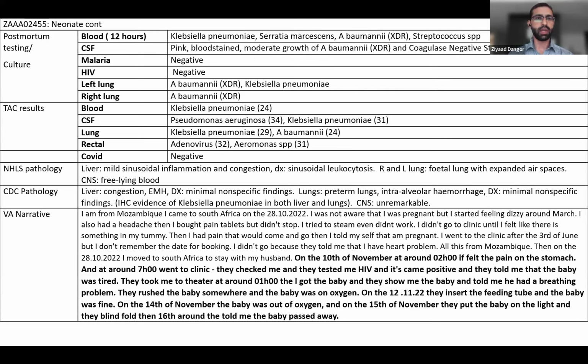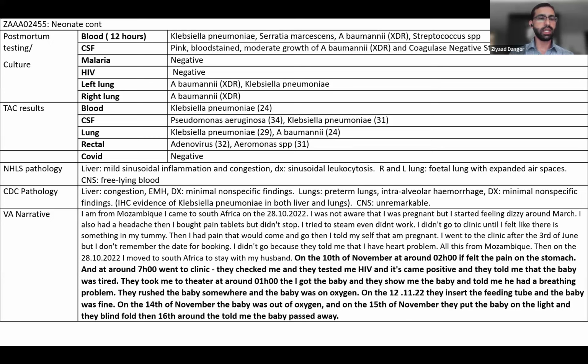Both lungs grew A. baumannii, and one lung grew a Klebsiella. On the TAC results, in brackets is the CT value. The Klebsiella pneumoniae came back at 24 in the blood. In the CSF, we got Klebsiella pneumoniae. In the lung, we got Klebsiella pneumoniae at 29, with A. baumannii at 24. In the rectum, we've got adenovirus and Aeromonas species, and the COVID was negative.